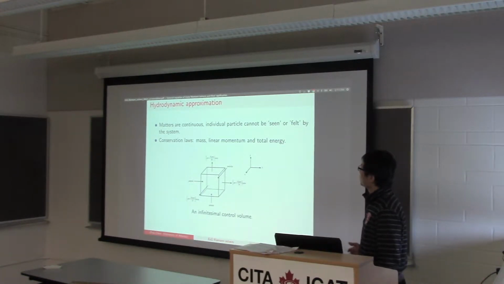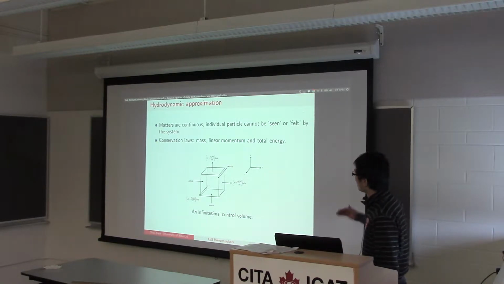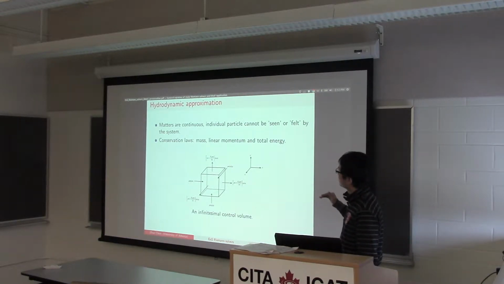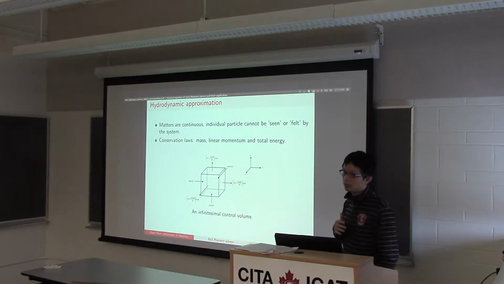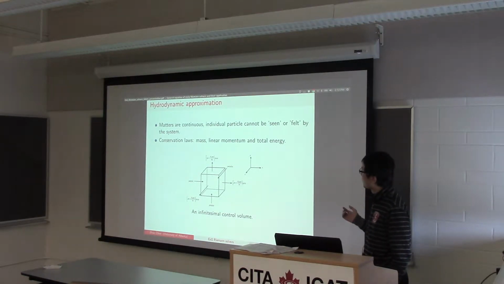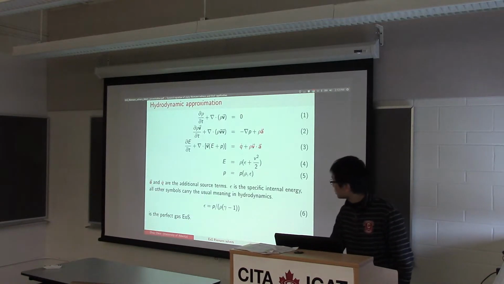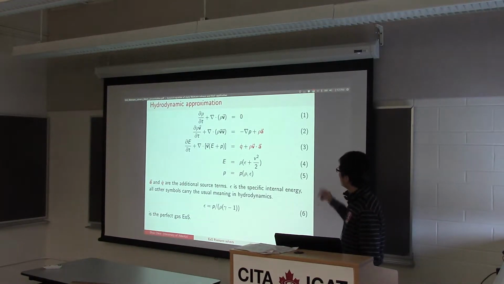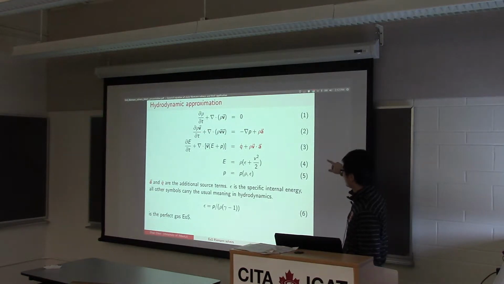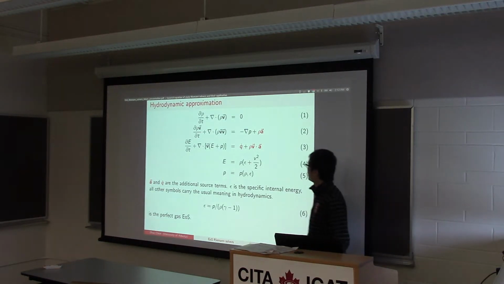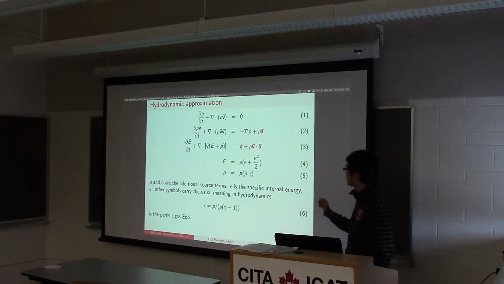So first, let's start with the hydrodynamic approximation. Hydrodynamic approximation assumes that matters are continuous and individual particle cannot be seen or felt by the system, and we then apply conservation law, which include mass, linear momentum, and the total energy conservation. Then we reach the Euler equations. This set of equations includes some source terms, and they are additional source terms.